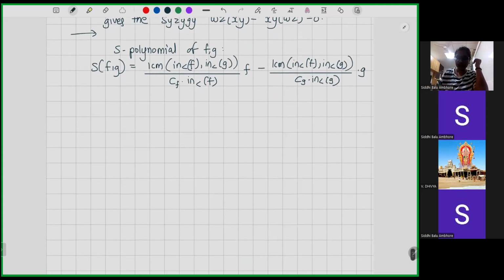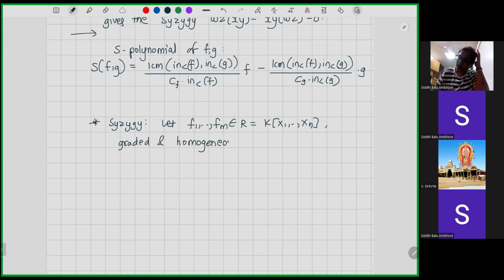And what is Syzygy? Syzygy was defined in last week's lecture, I mean, the week 10 lectures. So it is that if f1 to fm are in R, which is the polynomial ring k[x1, ..., xn], graded, and homogeneous, so these f1 to fm are polynomials in k[x1, ..., xn]. The ring k[x1, ..., xn] is graded and these polynomials are homogeneous.